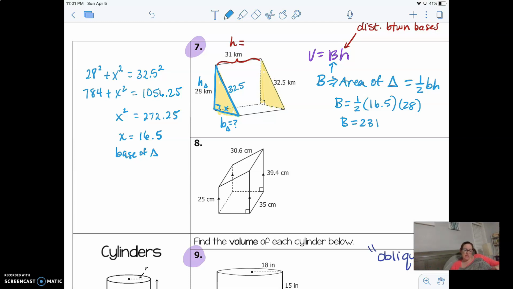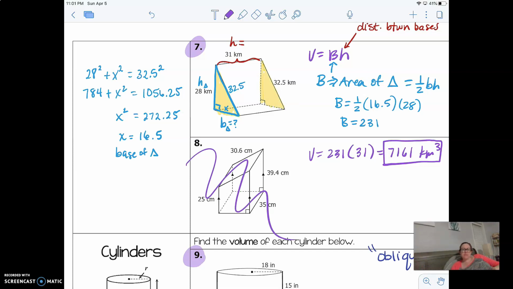And now that I have that, I can calculate the volume, which is just going to be plug and chug. I'm going to go down here though. Volume is 231 times the height of the prism, which is the distance between the bases. So plug in 31, multiply those, and you get 7,161 kilometers cubed. Boom. Done. Geniuses. Okay. We're not going to do number 8.